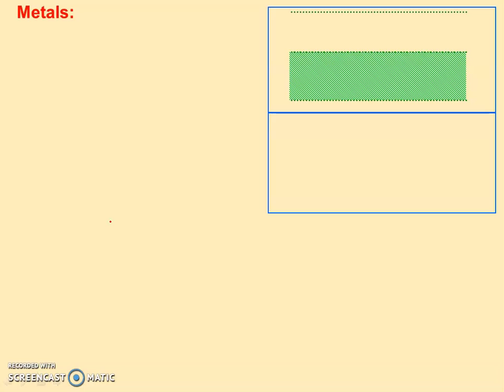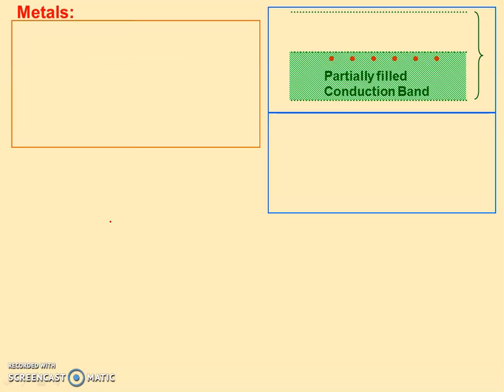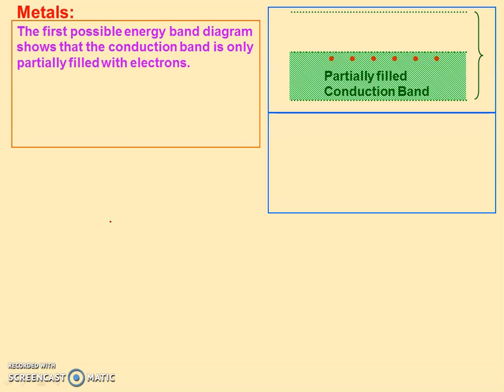So, there are two situations. In the first situation, there are few electrons in the conduction band, right? It means the conduction band is partially filled with electrons, right? So the first possible energy band diagram shows that the conduction band is only partially filled with electrons.